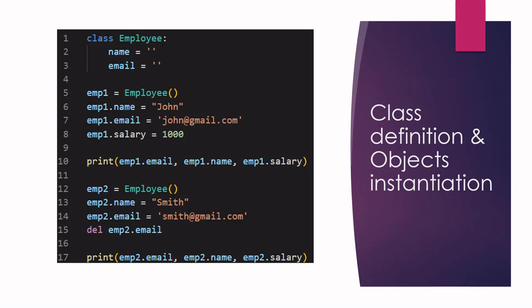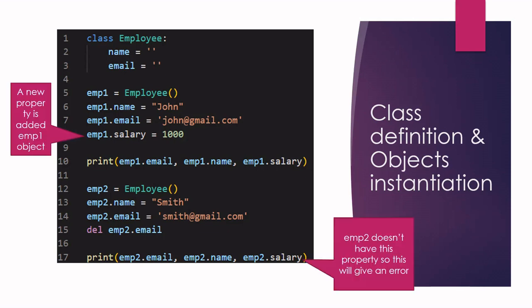If .salary is not defined, what would happen if you try to print? Here it will be printed because it's part of the object. Here it will give you an error. So it was added as part of this object, but it's not part of the other object, so there we get an error.